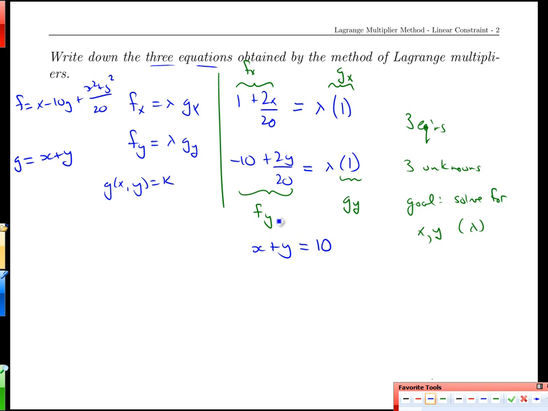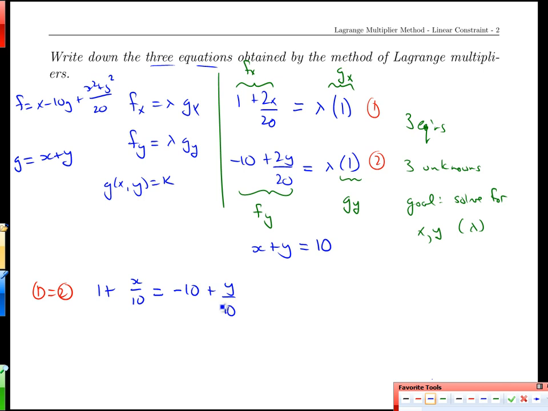Okay, 3 unknowns. In fact, if lambda is the one we are least interested in, we might as well solve for it. We have lambda here and lambda here. We can actually set equation 1 and equation 2 equal to each other because they're both equal to lambda. And that gives us an equation of 1 plus 2x over 20, or just x over 10, is equal to the other half, minus 10 plus y over 10.